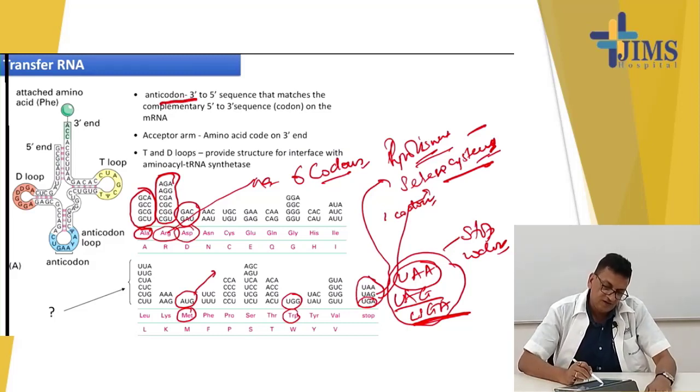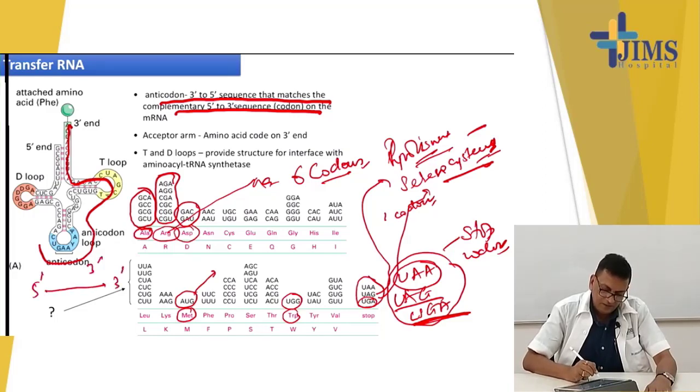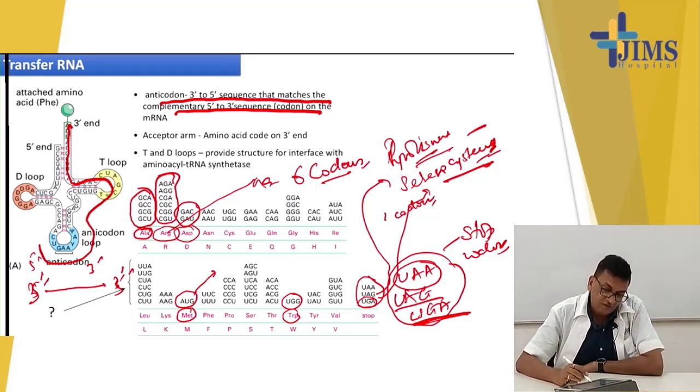So anticodons have a 3' to 5' sequence that matches complementary to the 5' to 3' sequence. This is the 3' end. Okay, this is a 3' end. So when this is a 3' end, obviously this will be the 5' end, 5' to 3'. So the sequence of the anticodon loop will be complementary to that of the 5' to 3' sequence.